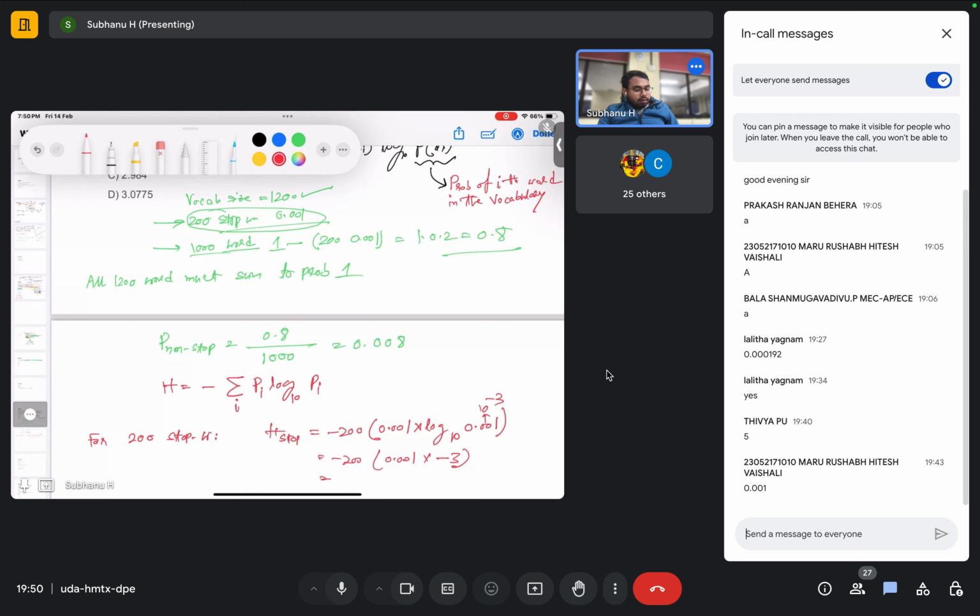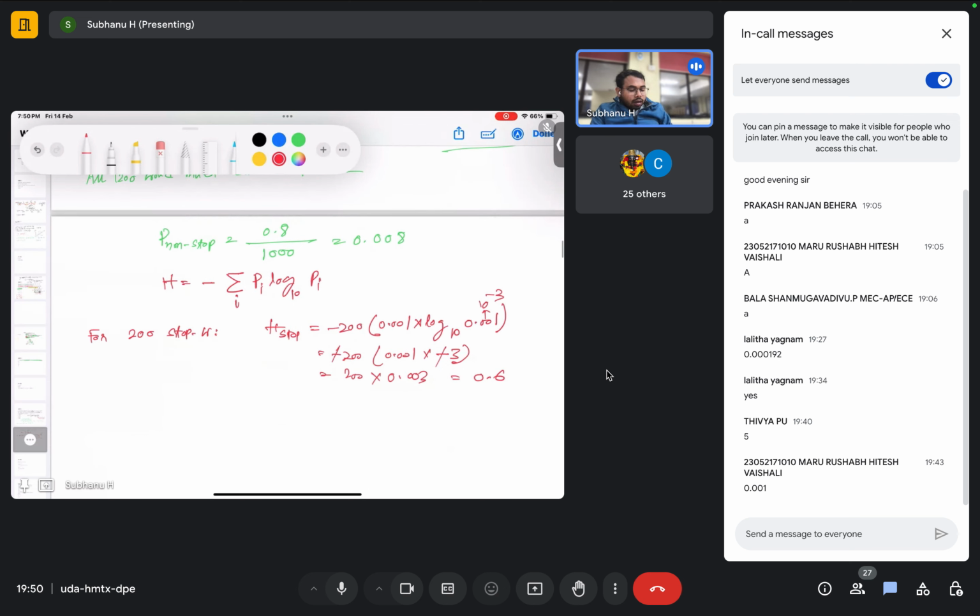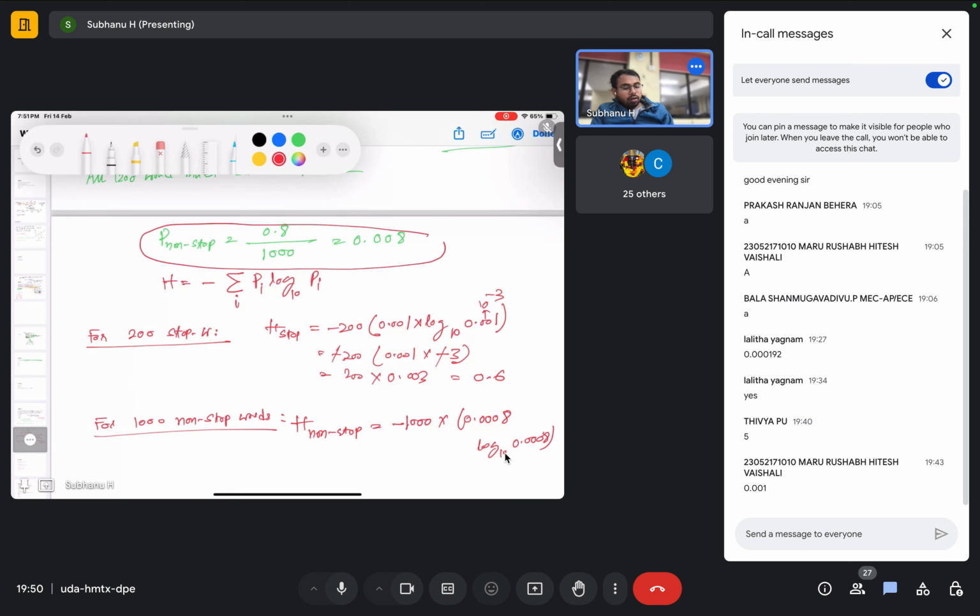So the minus minus becomes plus, 200 times 0.001 times 3, which is 0.6. Any problem? So we have found the entropy for stop words. Now we want to find the entropy for the remaining non-stop words. H non-stop equals minus 1000 times 0.0008 times log base 10 of 0.0008, because I have found this value already, and here I am putting it in.